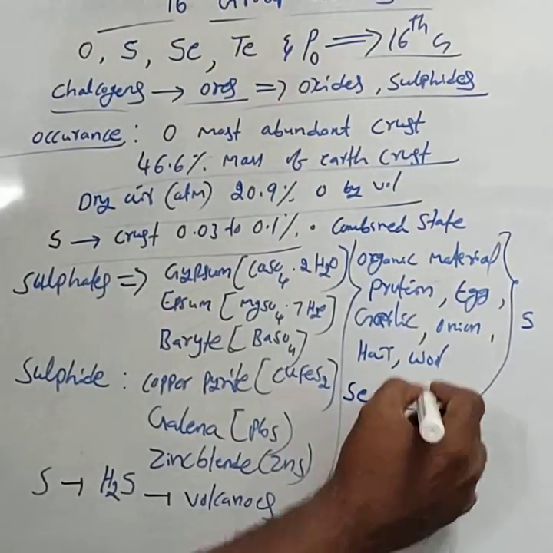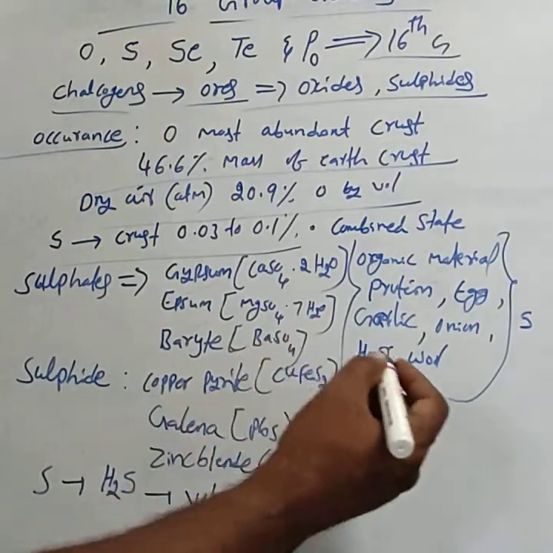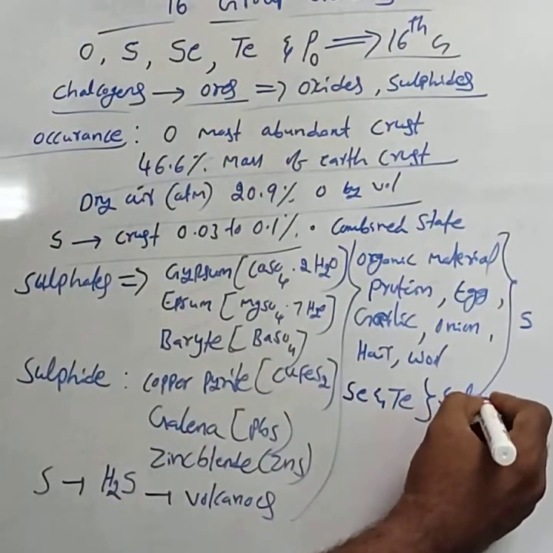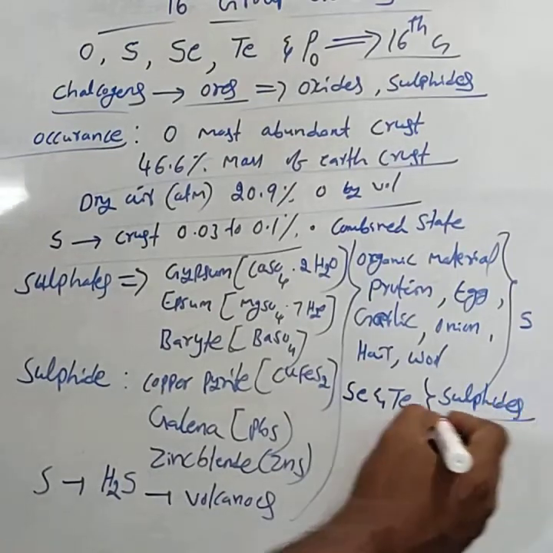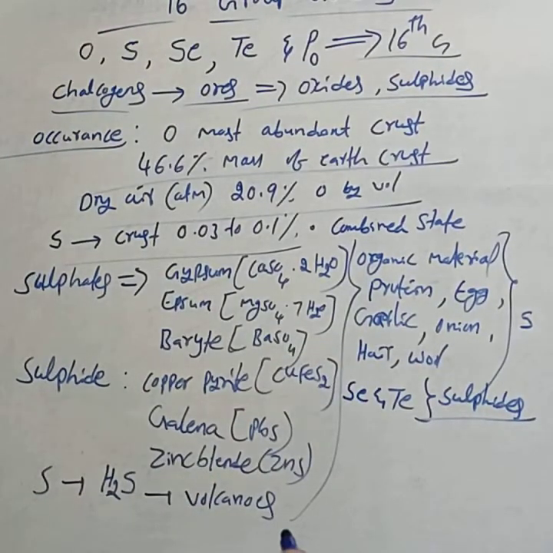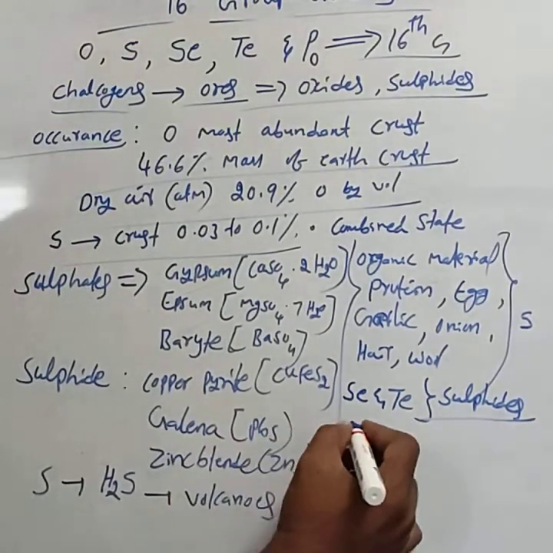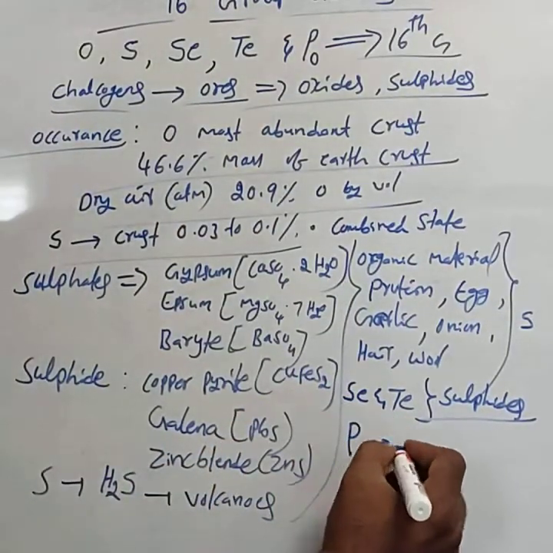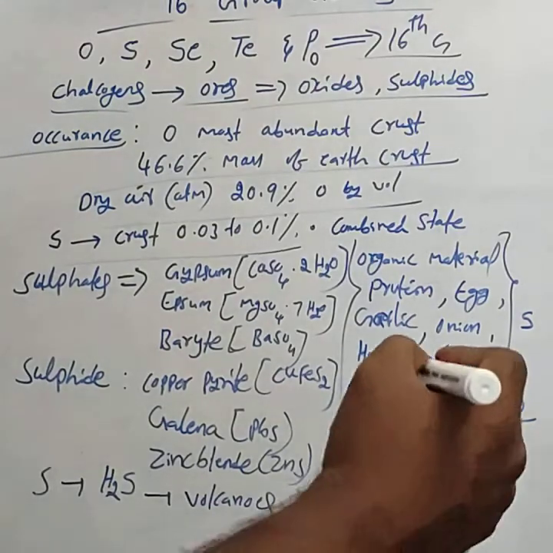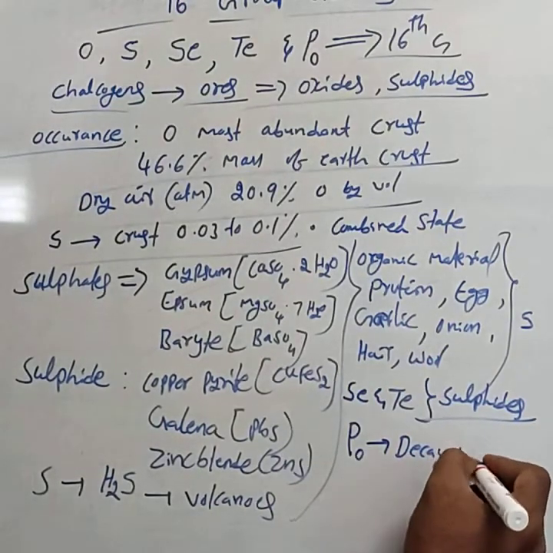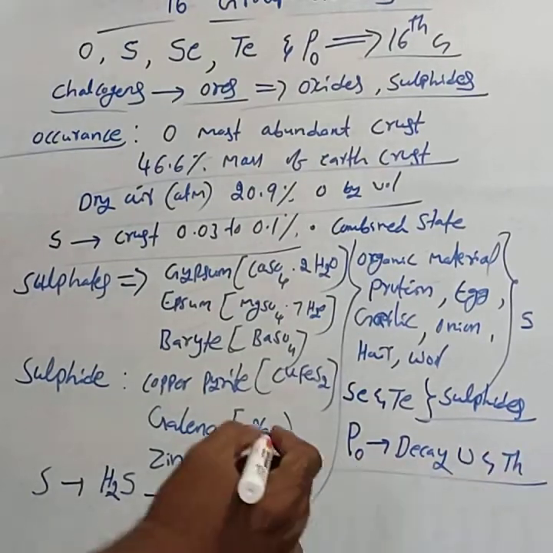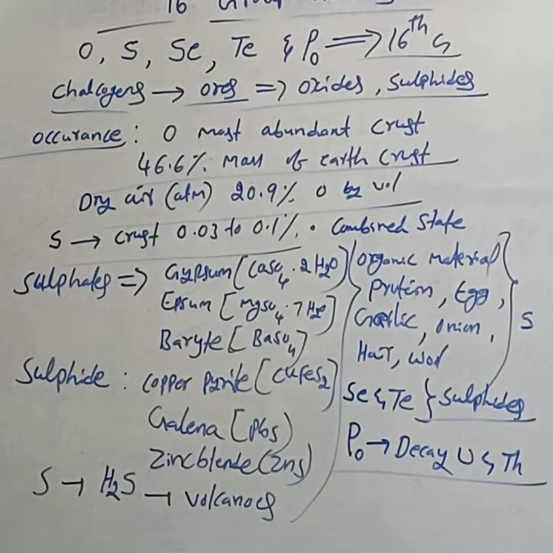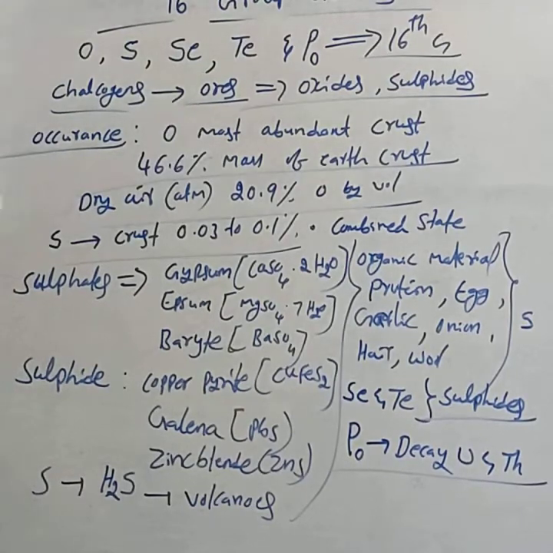Selenium and tellurium are present in the form of metal sulfide ores, that is selenides and tellurides. And polonium is radioactive in nature. It is a decay product of uranium and thorium.